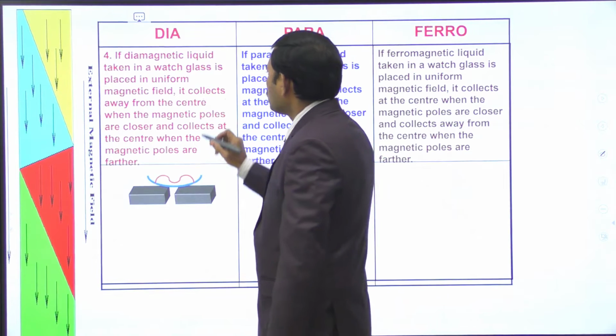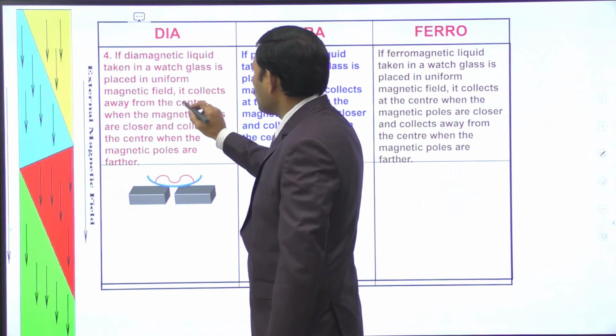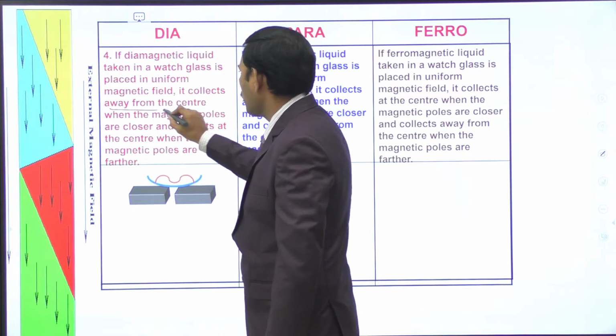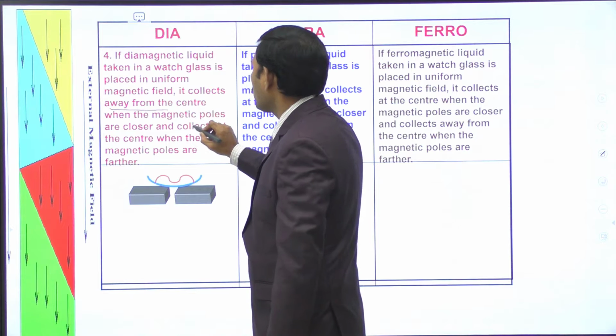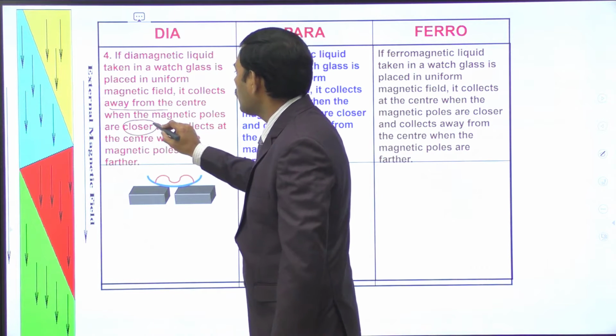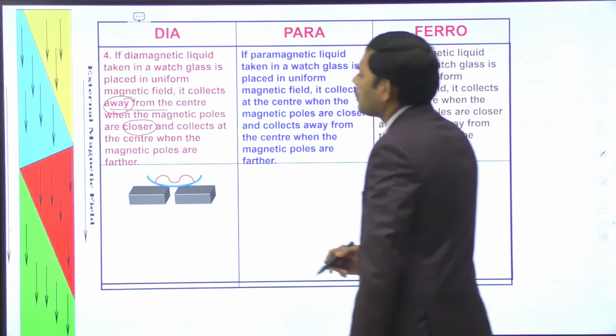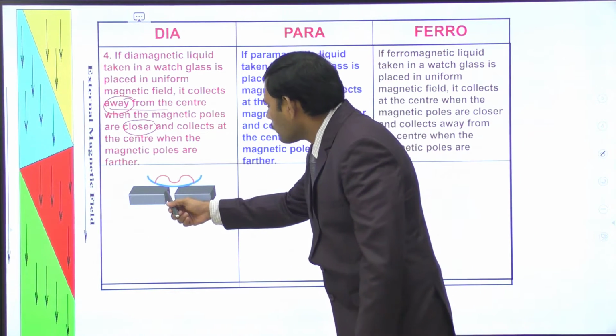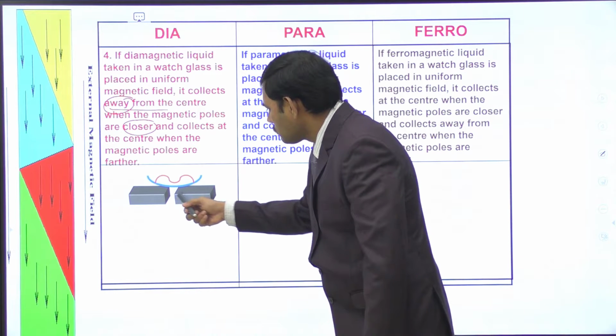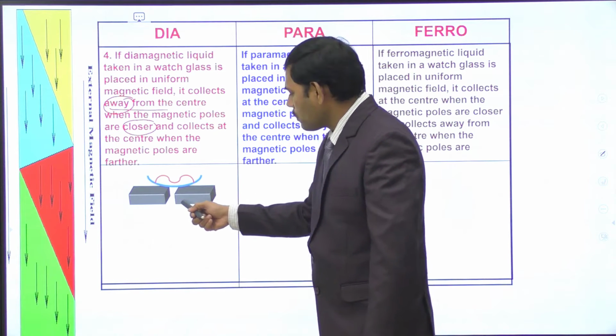So to make it clear, it collects away when the magnetic poles are closer. These two are important: it collects away when the magnetic poles are closer. So here these magnetic poles are closer. Look into the diagram. Magnetic poles are closer.